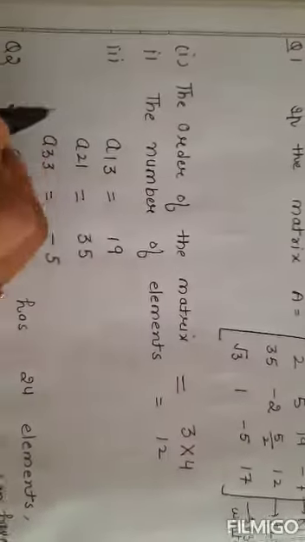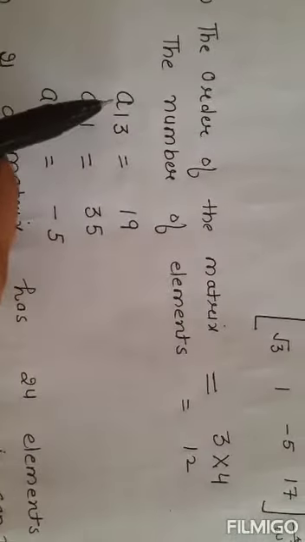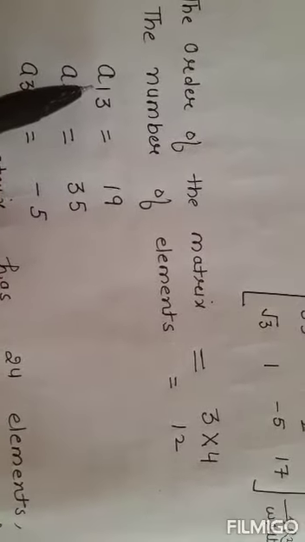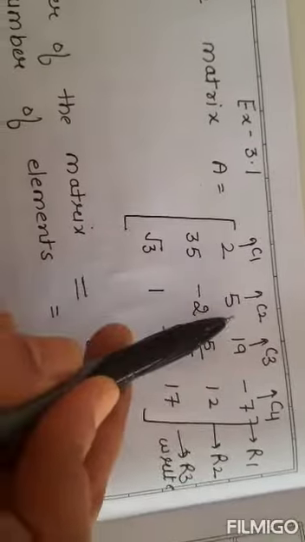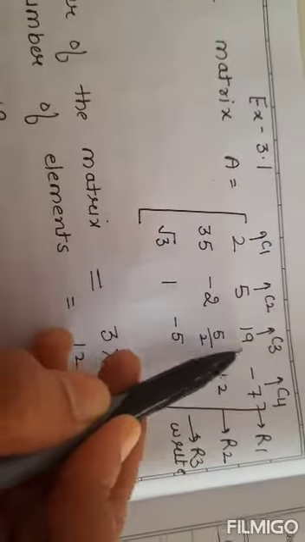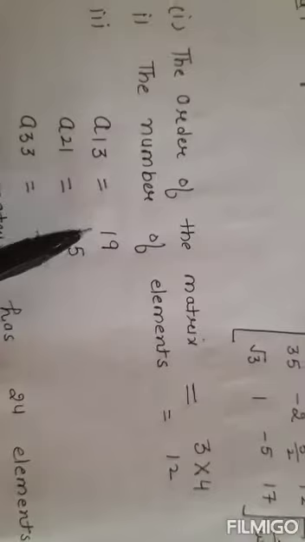The third part. Write the value of A13. A13 means the first row and the third column. Just look here. This is your first row and third column, so the value of this element is 19. So your answer is 19.